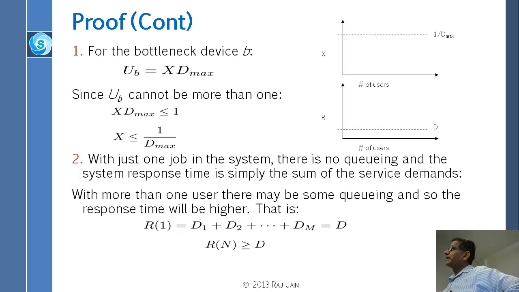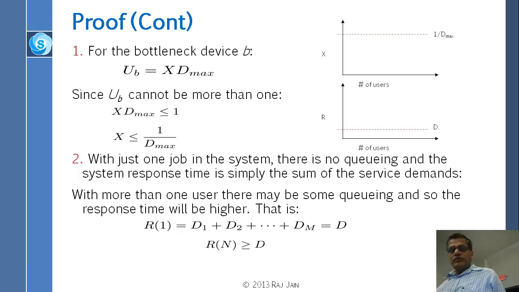Similarly, the system response time has to be at least equal to the sum of all the demands on all the devices. So if there is only 1 user, it will go to device 1, 2, 3, 4, 5, up to M devices. And therefore, the response time with 1 user is equal to capital D. Capital D is the sum of all the demands. And therefore, you can draw a line here: the response time cannot be less than this line with any number of users. So we got 2 very easy limits.